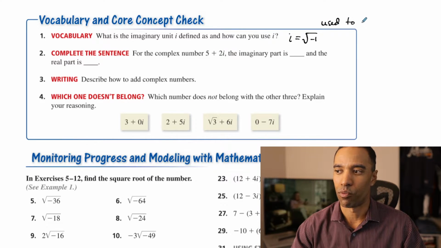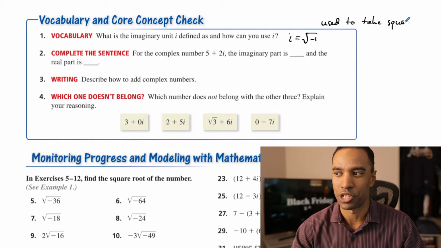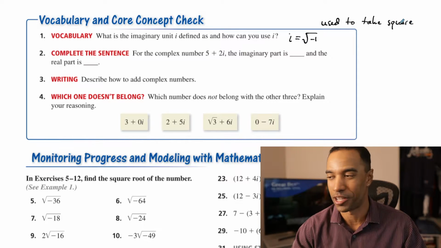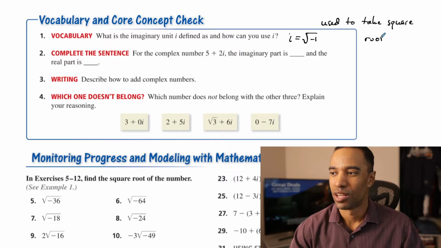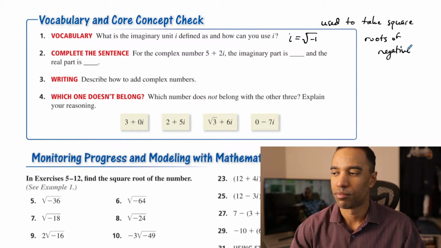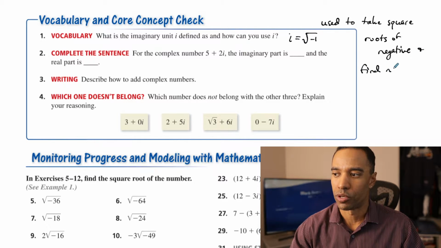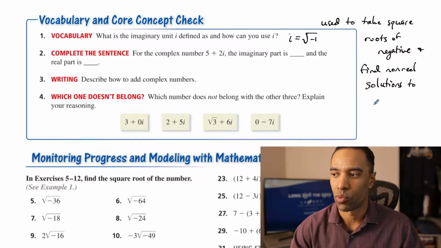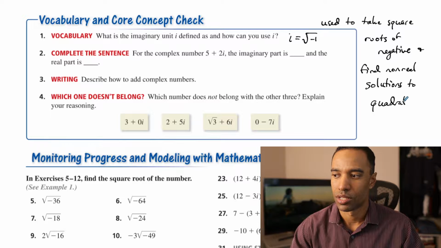I'm trying to think if they want more. Obviously, we're doing more things with it. There are things with engineering and electrical circuits. Square roots of negatives, and to find non-real solutions. I'll say that. Non-real solutions, which is more important for the next section, on quadratic equations.